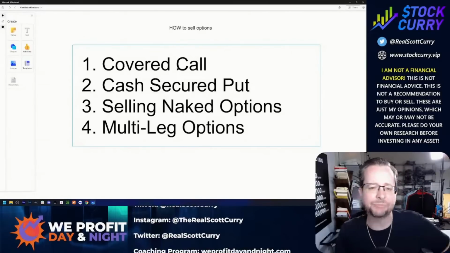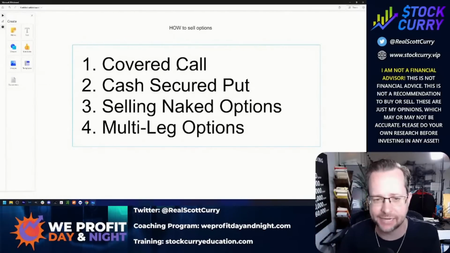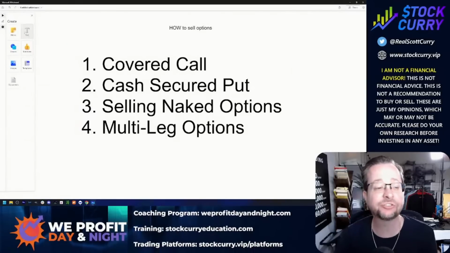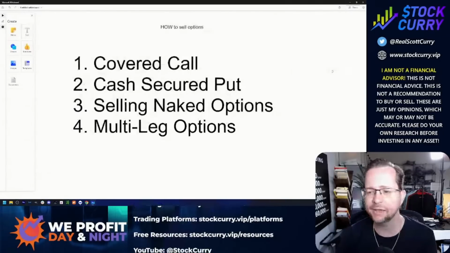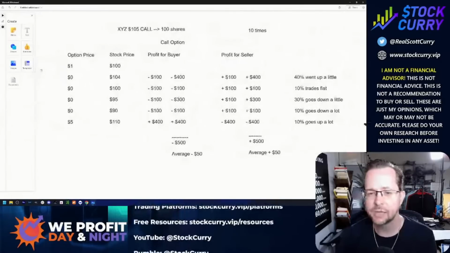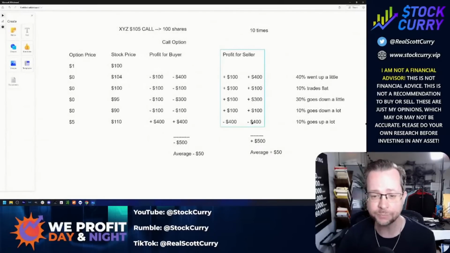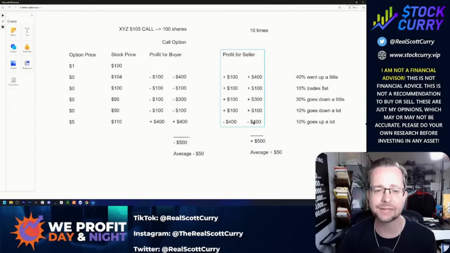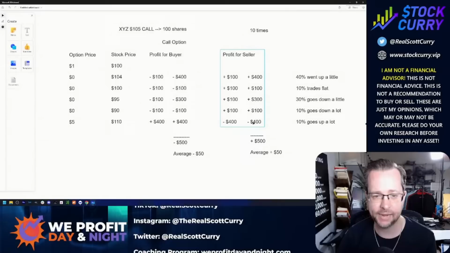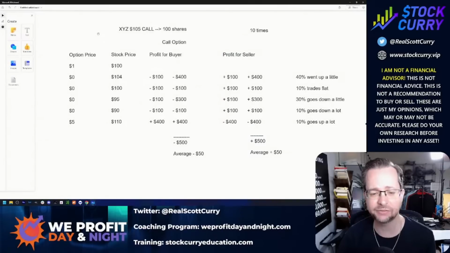Selling naked options is when you don't have any shares, you don't have any cash, you're just going to sell the option. And that is exceptionally dangerous because, as we explained, if you sell an option and it goes against you, your loss is unlimited. Okay. If it's just a naked sell, your loss is unlimited.